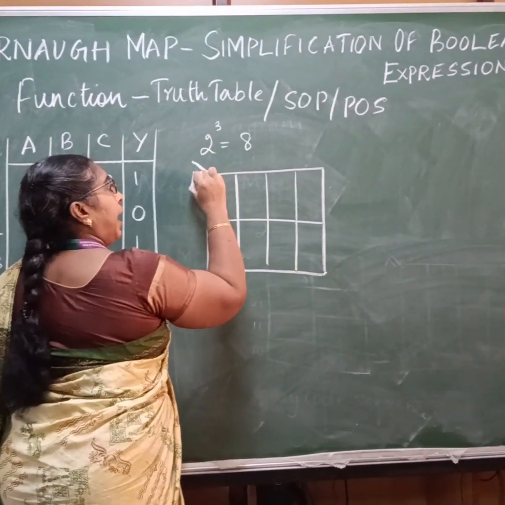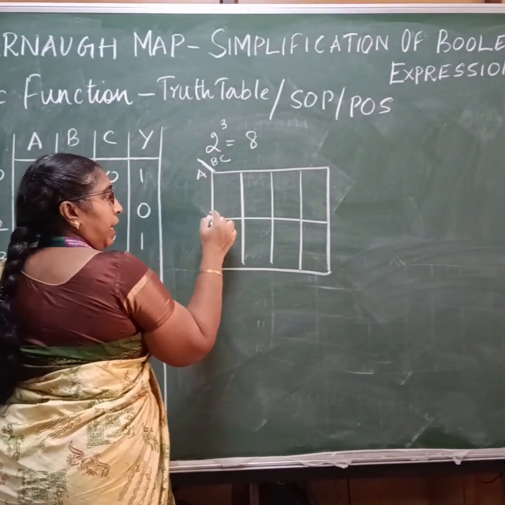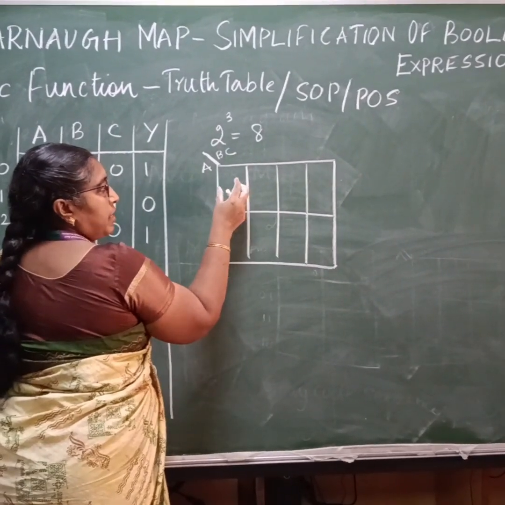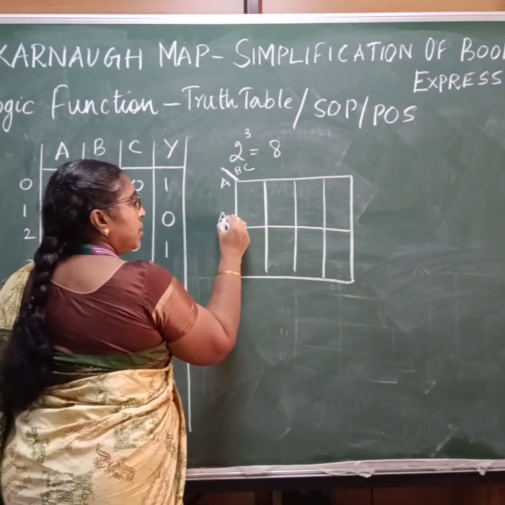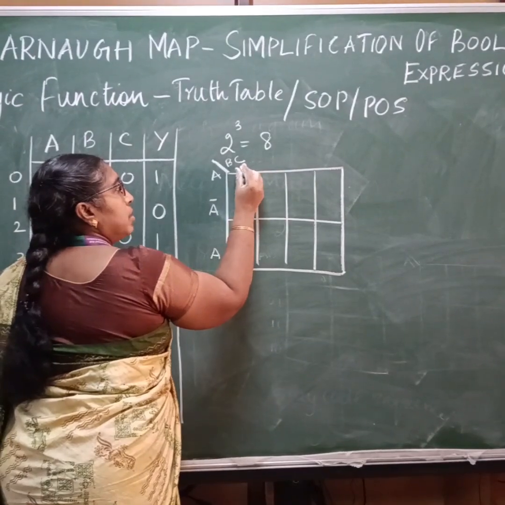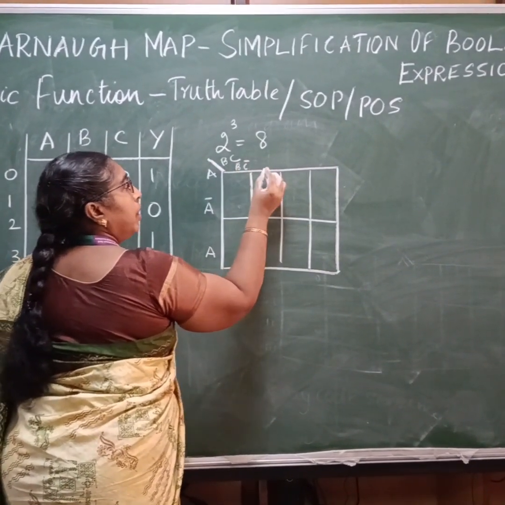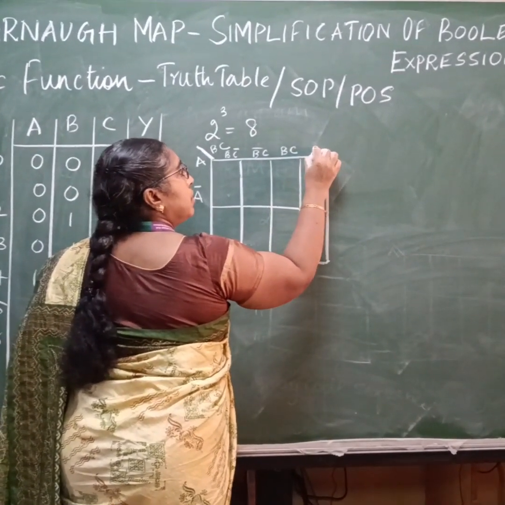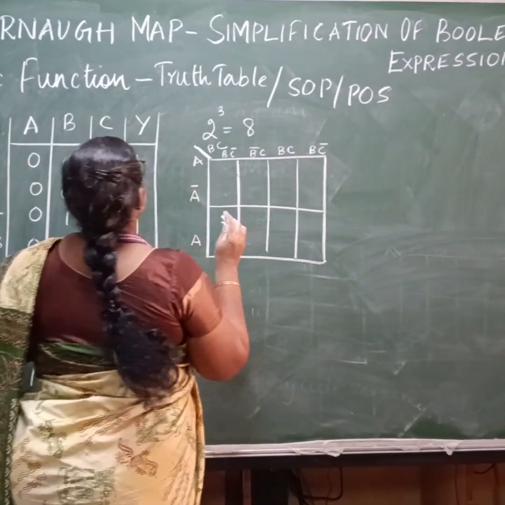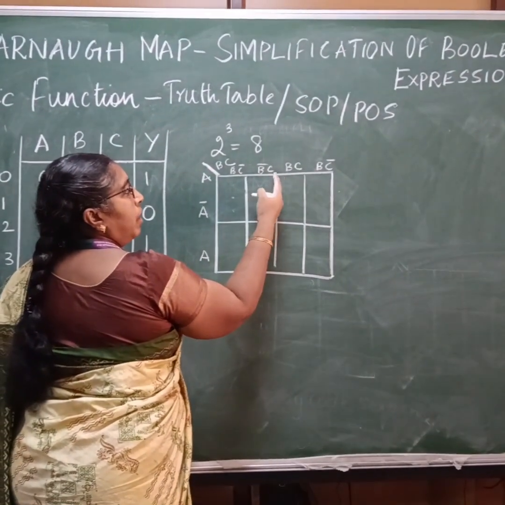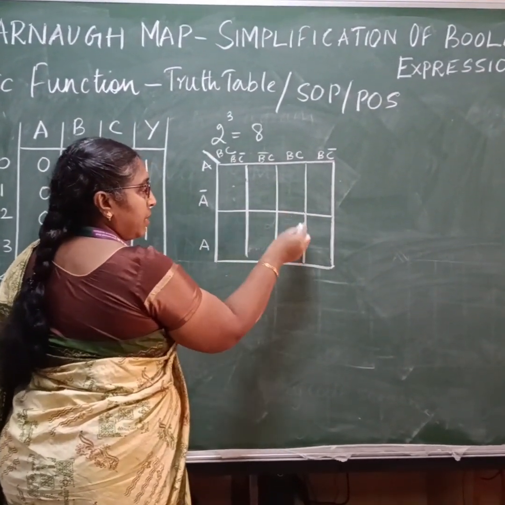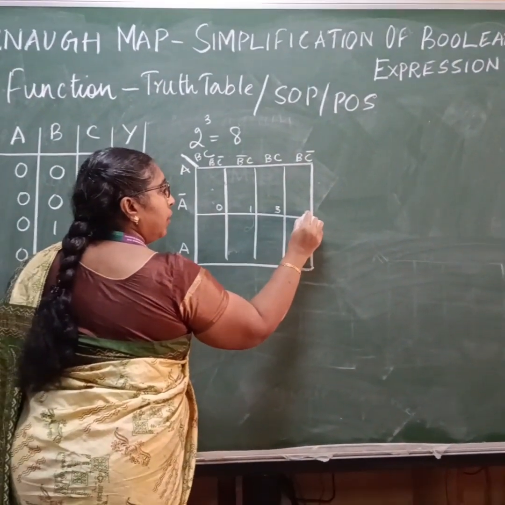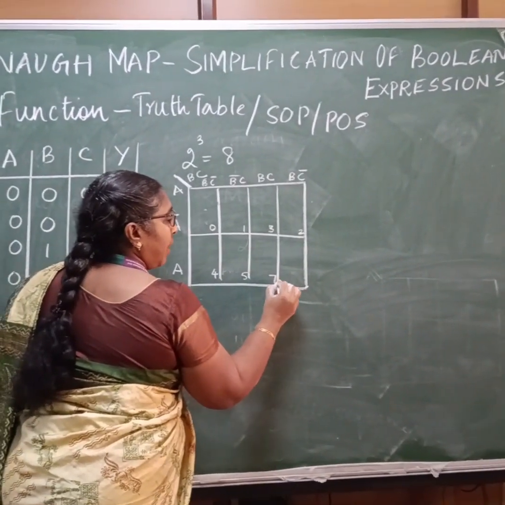So let me consider, I will take A here. This is BC. Each cell is going to represent a product term. So let us consider, this is A bar, this is A, this is B bar C bar, this is B bar C, this is B C, this is B C bar. Which is nothing but 0, 0, 0, 1, 1, 1 and 1, 0. So how are you going to represent the numbering of the cells? It will be 0, 1, 3, 2, 4, 5, 7, 6.